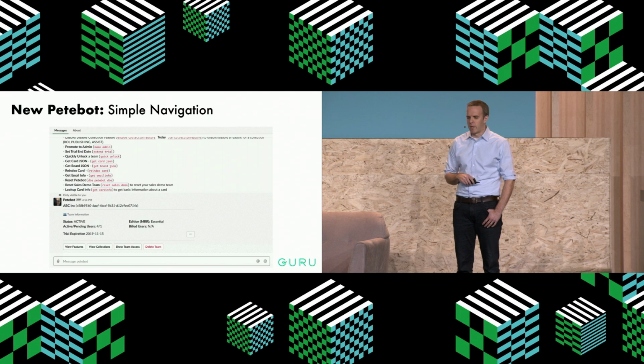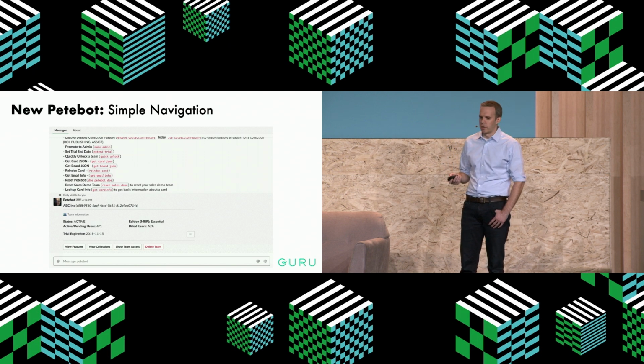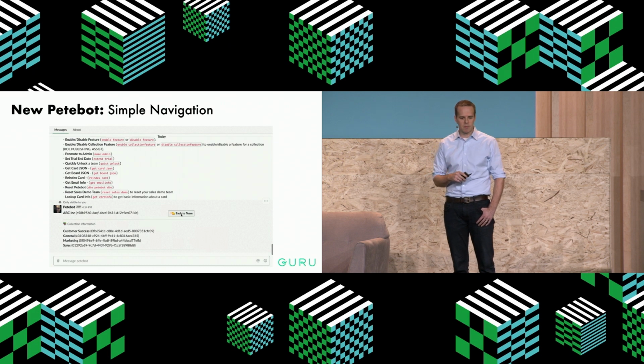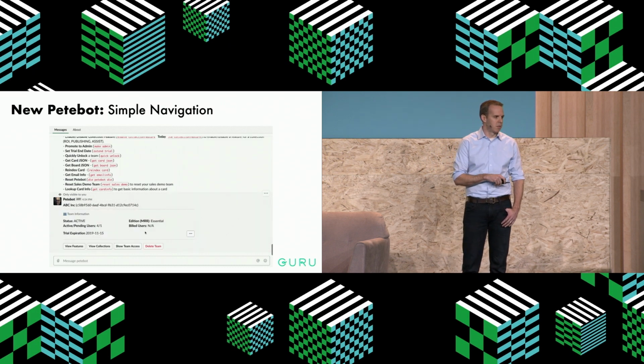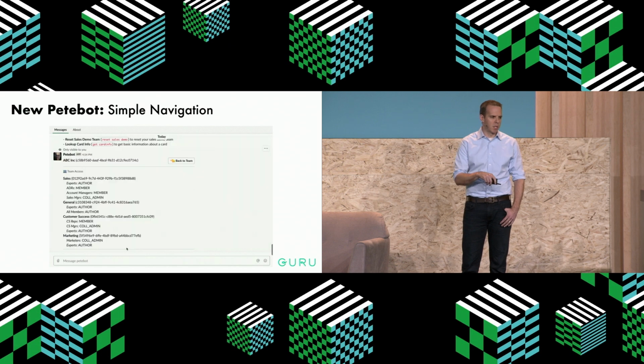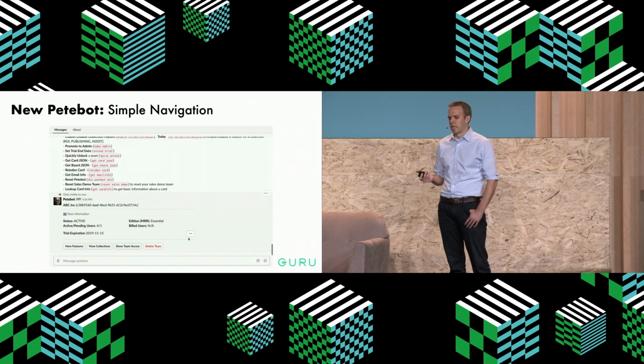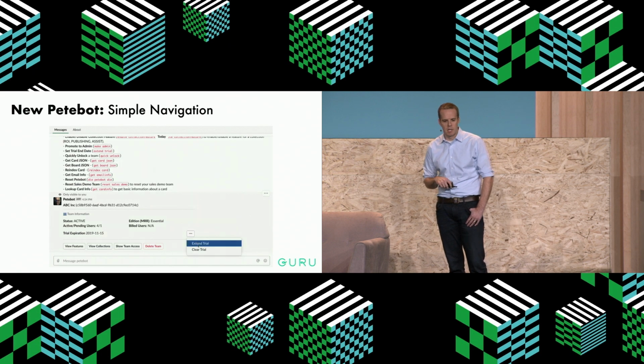In this team view, we have some basic information about a team in Guru. There are several different actions they can take, and we took the most common ones and put them as buttons across the bottom. When a user clicks on these buttons, we replace the view, but always offer them a back to team navigation option. Here, the user is viewing the collections on a team, going back to the team, and then viewing the permissions on a team. In the old PeteBot, this would require stringing together several commands and continually pasting in the team ID.